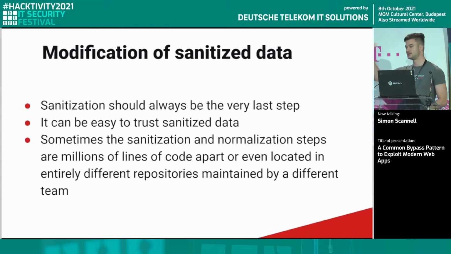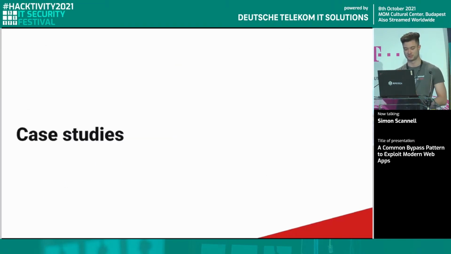Say if the sanitization and normalization steps are just millions of lines of code apart, or they're even located in different repositories. So for example, if you have a developer working on whatever piece of input they receive from the user, and then they supply it to their database driver, and the database driver is maintained by an entirely different developer, and then that developer all of a sudden truncates the input to a certain length, or makes sure that it's in a certain Unicode encoding. So sometimes it's not very obvious when this happens and can be millions of lines apart.